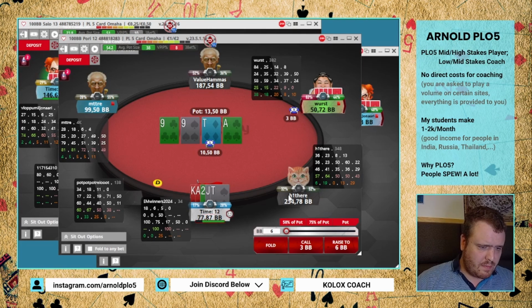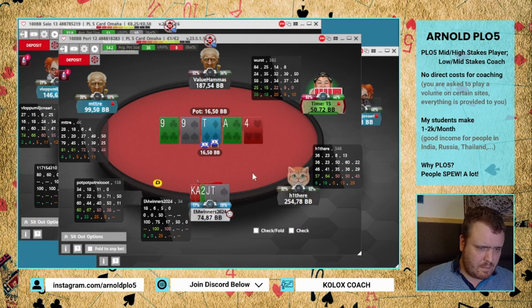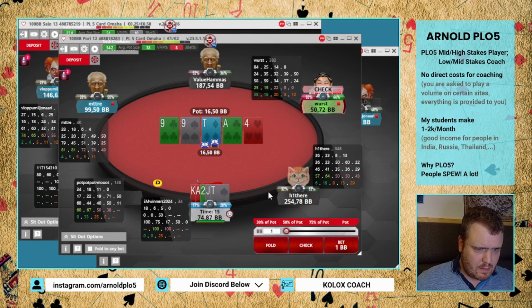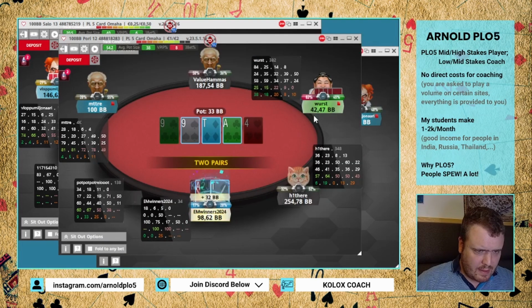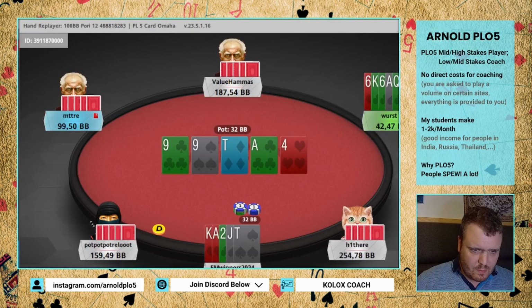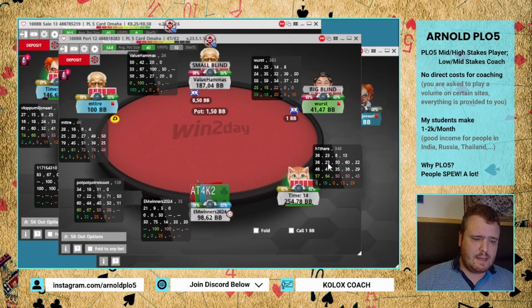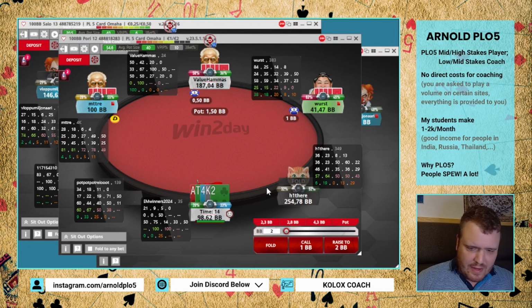Okay, now I have ace 10. Should I go for the bet here? Yeah, half pot with ace 10. He could have another ace, and this is what he has, and that's nice. Some light value bet, like something like that.